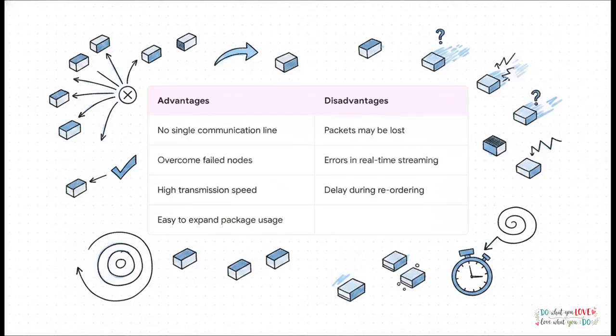Now, letting these packets travel independently, it's a real game changer, with some massive pros but also a few cons. The advantages are huge. You don't need a dedicated single line of communication. If a network node is busy or fails, the packet just routes right around it. This means incredibly high transmission speeds and a system that's super easy to expand. But it's not perfect. Packets can and do get lost in transit. It's also prone to causing jitters in real-time streaming, and there can be a totally noticeable delay at the receiver's end while they sit there waiting to reorder all those randomly arriving packets.